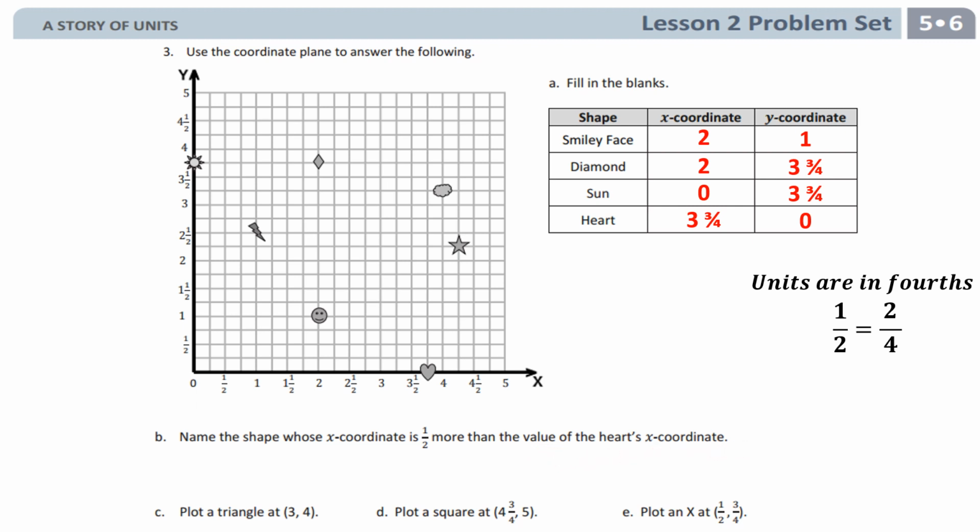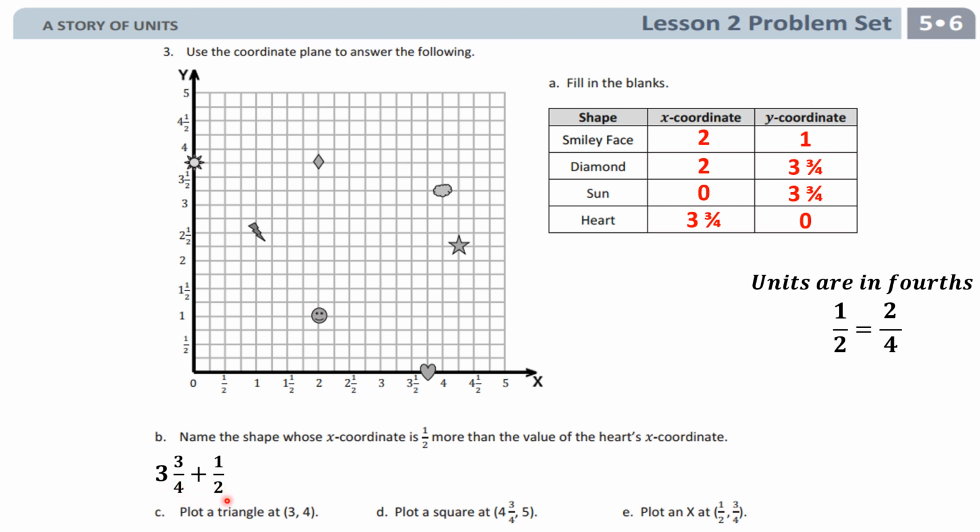There's a lot happening in this problem. I'm finding a shape, there are still more shapes on this coordinate grid, whose x-coordinate is 1/2 more than the value of the heart's x-coordinate. Here's my heart, and here's my heart's x-coordinate, 3 3/4. So I need to find 1/2 more than 3 3/4. That means I'm adding 3 3/4 plus 1/2. That's what 1/2 more means.